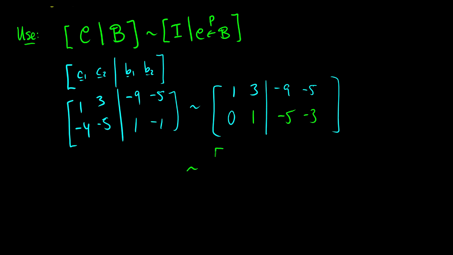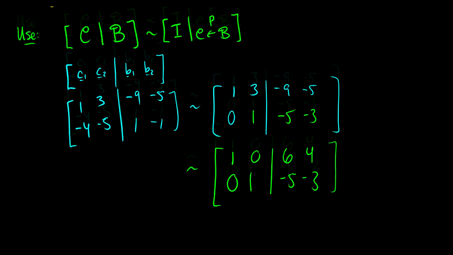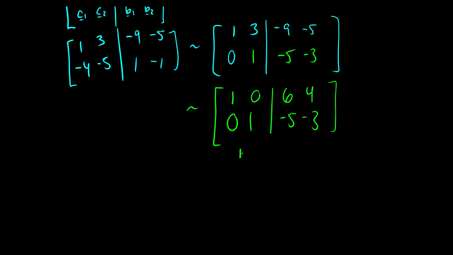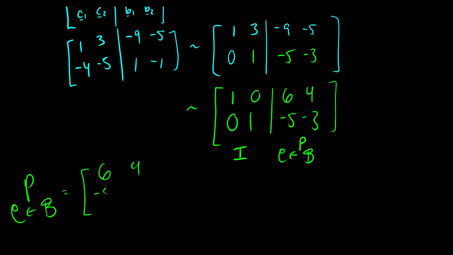And now we can take the first row and subtract 3 of the second. So we're going to be left with 1, 0, this should be 6, and 4. Then we'll be left with 0, 1, negative 5, negative 3. So what we're left with is the identity matrix and the change of basis matrix from B to C. So that P from B to C is going to be the matrix 6, 4, negative 5, negative 3.